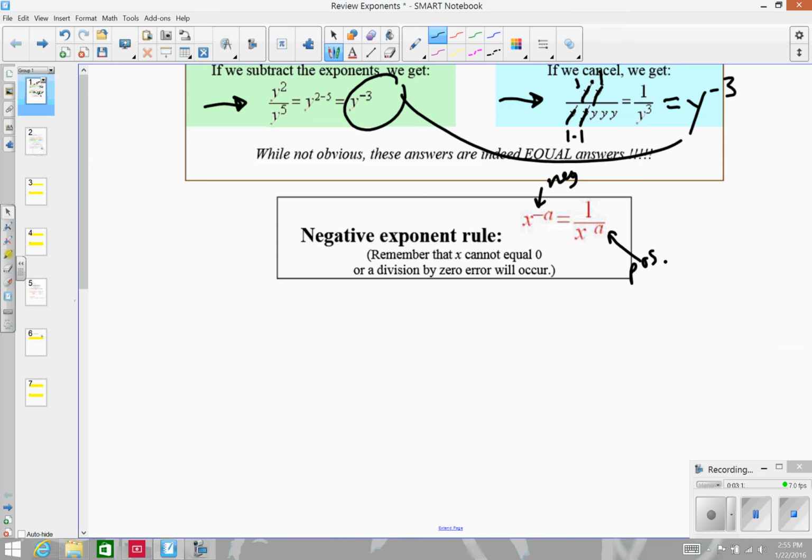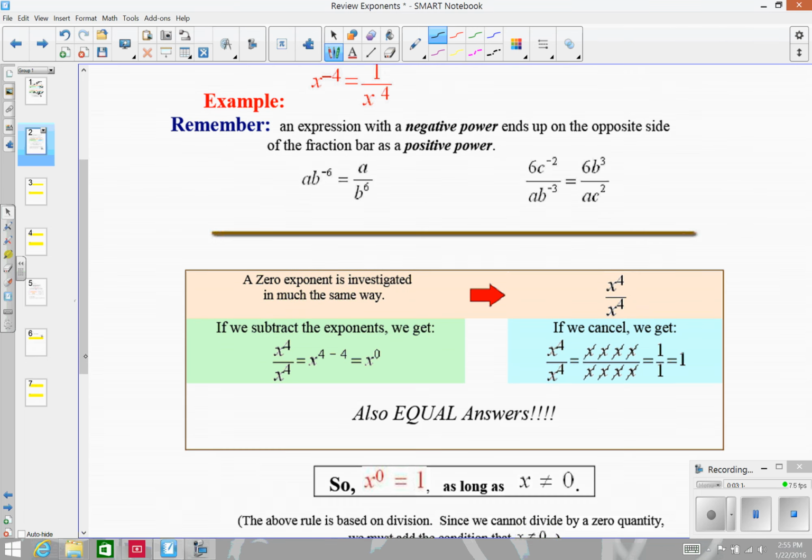Most of us are pretty familiar with that rule. We're going to use it. Here's a quick example. If I have x to the minus 4, I can rewrite that as 1 over x to the positive 4. So my negative exponent here becomes a positive if I put it in a denominator with a 1.